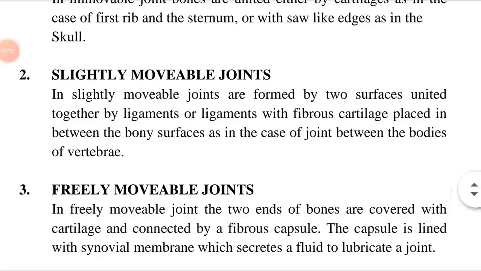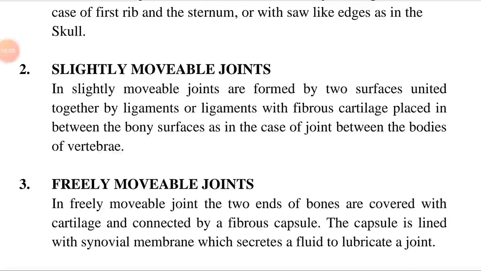Slightly movable joints means a slightly movable joint in which there is a fibrocartilage pad between the bones. Two or more bones are held together so that only limited movement is permitted, which is called a slightly movable joint. Slightly movable joints are formed by two surfaces united together by ligaments, or ligaments with fibrous cartilage placed between the bony surfaces, as in the joint between the bodies of the vertebrae.